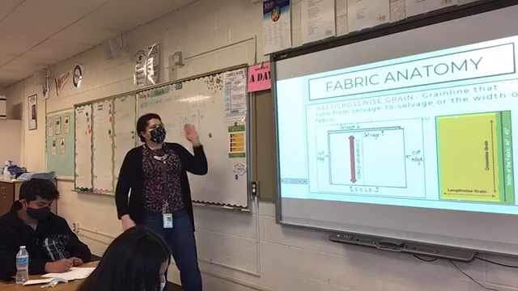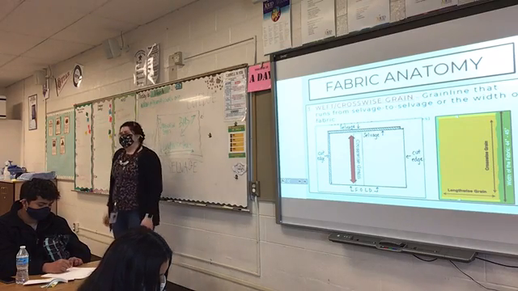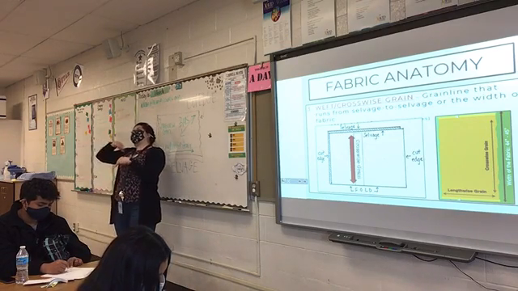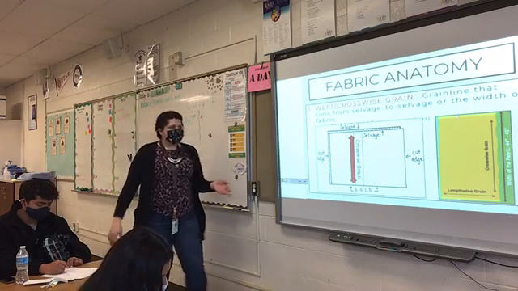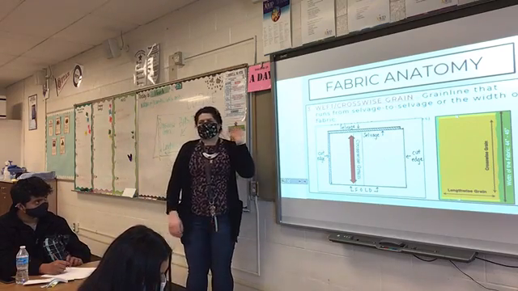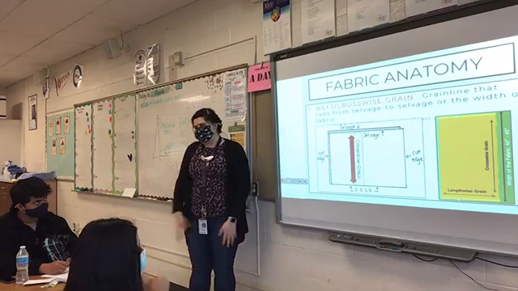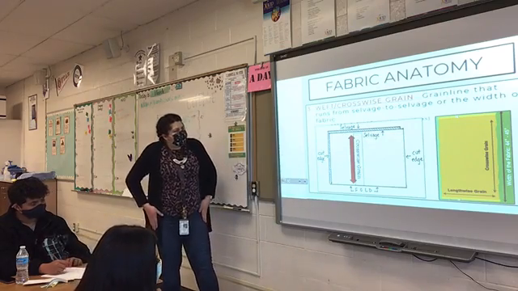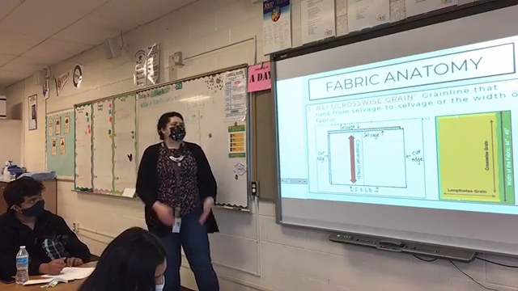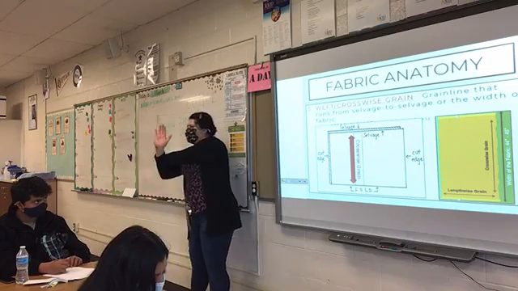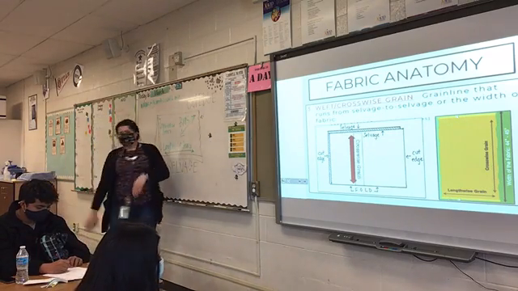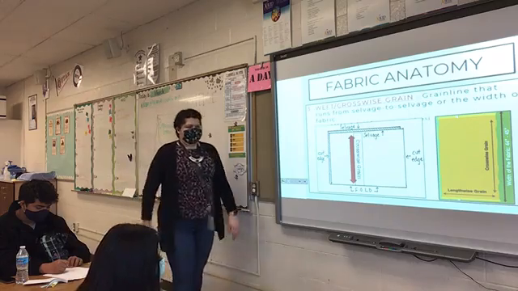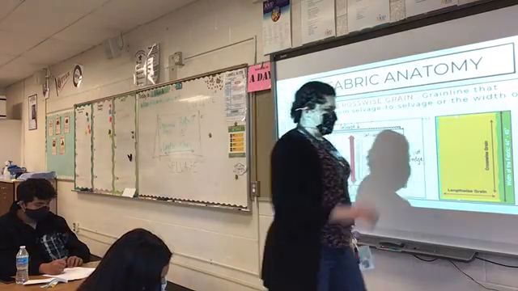Then we have our crosswise grain. The lengthwise grain is also called the warp, and the crosswise grain is also called the weft. But I don't like that, so we're just going to learn lengthwise and crosswise. The grain line that runs from selvage to selvage, or perpendicular to the selvage, is the crosswise. Crosswise goes perpendicularly to the selvage.